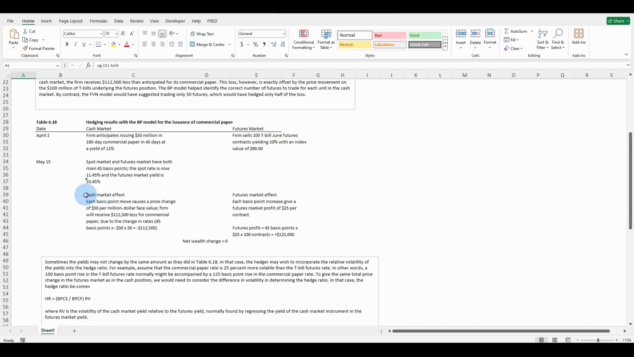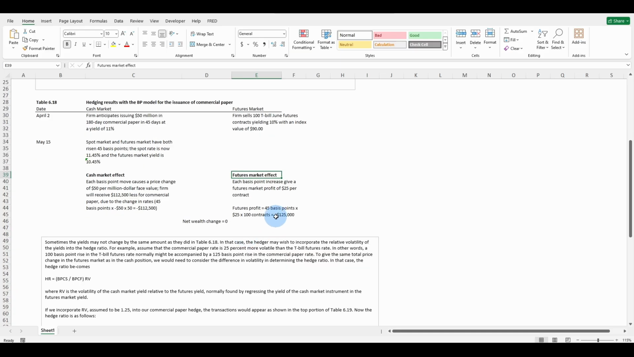The spot rate is now 11.45 and the futures market yield is 10.45. Cash market effect: each basis point move causes a price change of $50 per $1 million face value. The firm will receive 112,000 less for commercial paper due to the change in rates: 45 basis points times 50 times 50 equals -112,000. Futures market effect: each basis point increase gives a futures market profit of $25 per contract. Futures profit equals 45 basis points times 25 times 100 contracts equals 125,000.